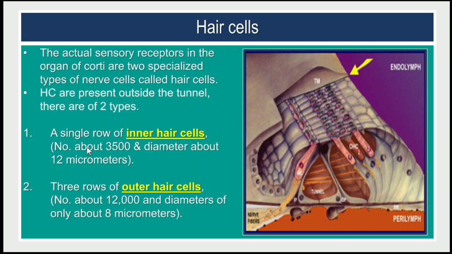Now the number of inner hair cells is about 3500 and the diameter is about 12 micrometers. The 3 rows of outer hair cells, because there are three rows, their numbers are more, about 12,000, and the diameter is only 8 micrometers.